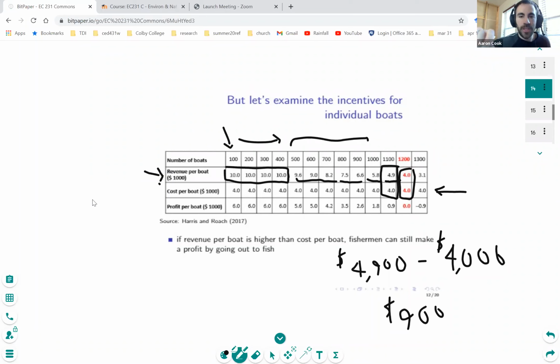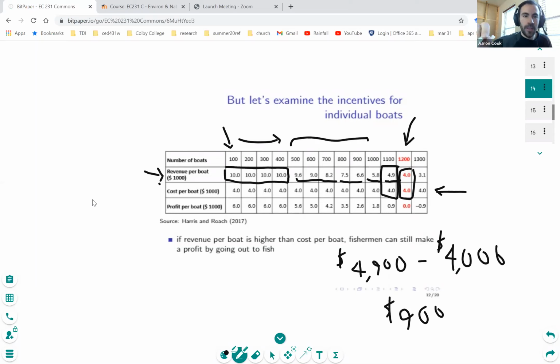And so individual boats still have an ability to make some kind of profit. They're able to cover their fuel and maintenance costs, as well as the opportunity cost of their time. They're able to cover those costs right up until the 1200th boat. And it's only when the 1200th boat goes out that the fish stock is depleted to such an extent that there's no longer positive profit to be had by the next boat.